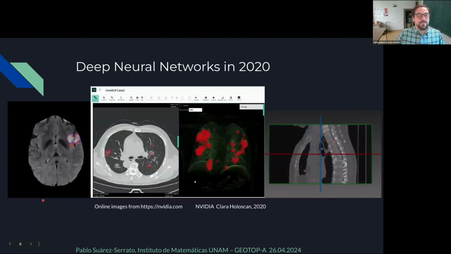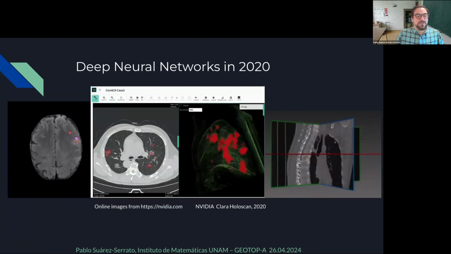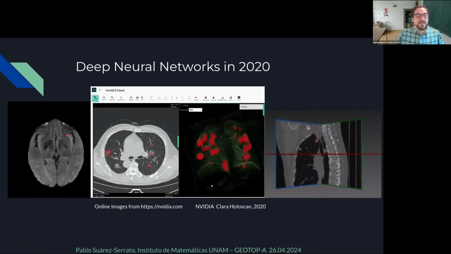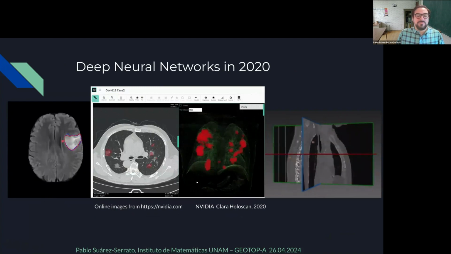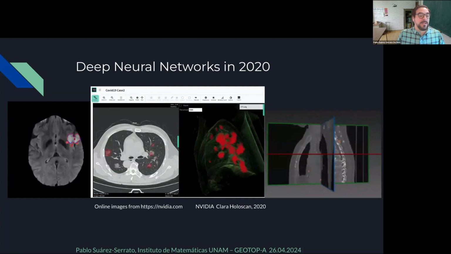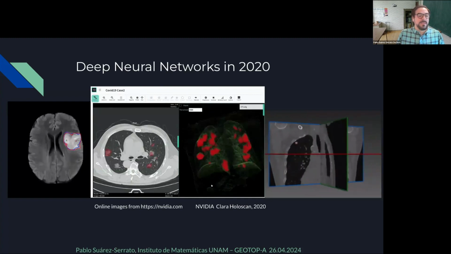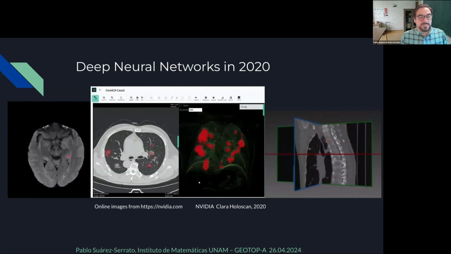Moving on to more recent applications, we see, for example, that it's now possible to perform segmentation in analysis of medical images here on the left to analyze the growth of a brain tumor. And here we have the comparison between contours drawn expertly by people working in radiology and things that are found by machine learning systems.